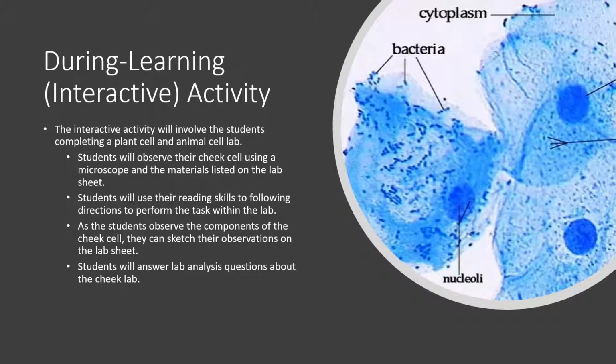The lab has a list of materials and steps that students should take to complete the lab. The same can be said for the plant lab. The plant lab consists of students looking at two different types of plant cells. One of the plant cells is a red onion cell, and the other plant cell is an aquatic plant cell called Elodea. Students are to, again, read the tasks that are on their lab sheet, complete the task, draw the observations that they see, and answer lab analysis questions.